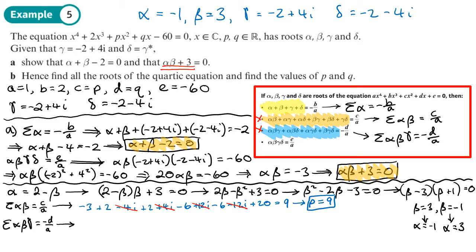Alpha, beta, gamma. So it's basically -3 times by -2 plus 4i. So -3 times by that will give me 6 minus 12i. So that's the first 3. I've only got 4 of these to do, which isn't too bad. Alpha, beta, delta. So that's going to be -3 times by -2 minus 4i. So if I times those by -3, I'm going to get plus 6 plus 12i.